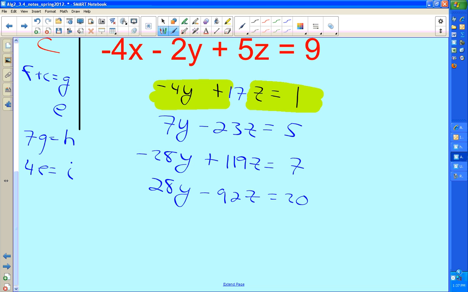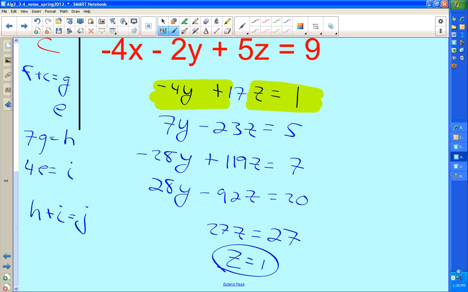Is the 92 right? Yeah, 92. So now we're going to add the H and the I. The y's are gone. Is that 27? 27z is equal to 27. You'd have to check me on that, and the calculator. We now only have one variable. What does that mean? z equals 1.